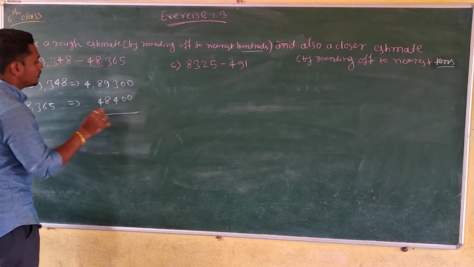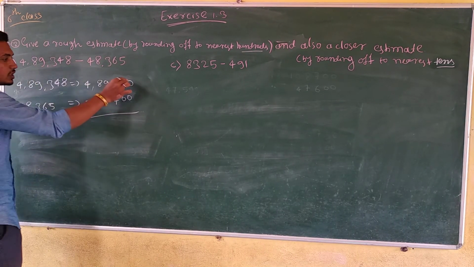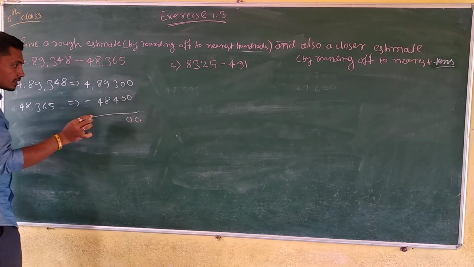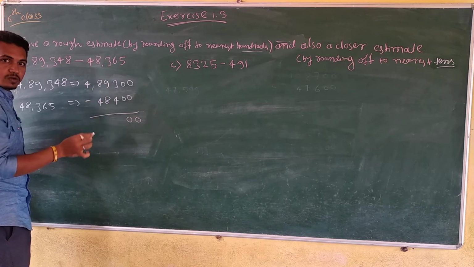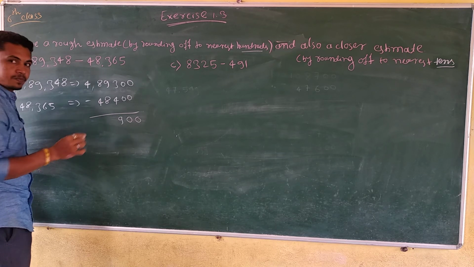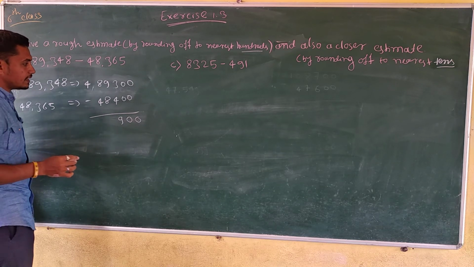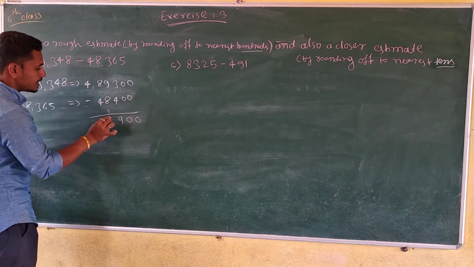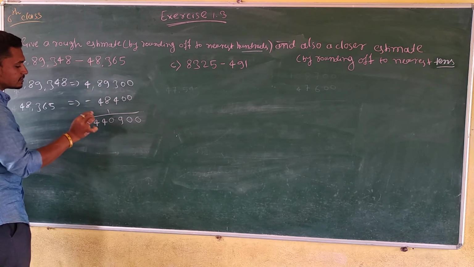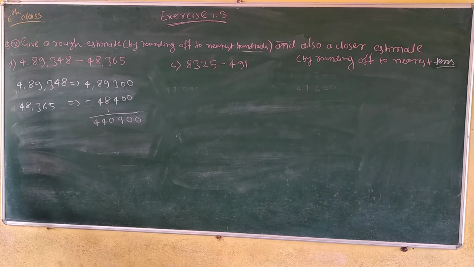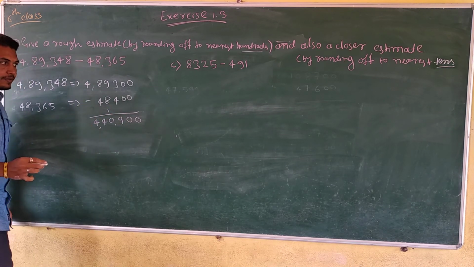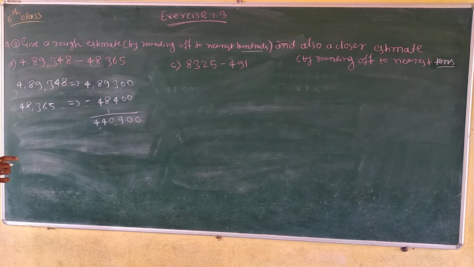Now we have to subtract. 0 minus 0, 0; 0 minus 0, 0. Then see here, 3 is smaller than 4, so 13 minus 4, 9. Next take 1 carry. 9 minus 9, 0, and 8 minus 4, 4. 4 as it is. See here, 4,40,900. Next, nearest to 100.